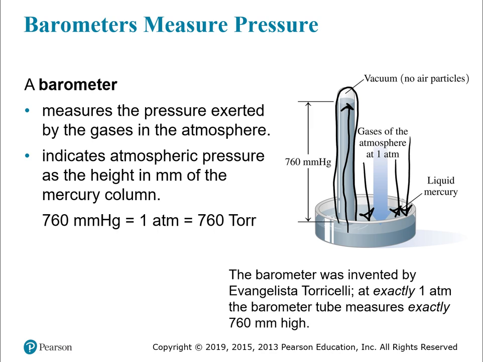When the atmospheric pressure is one atmosphere, the level of mercury is 760 millimeters. So that's where the millimeters of mercury comes from. It's literally, you can take a ruler or something and measure how many millimeters of mercury there are. So 760 millimeters of mercury is the same as one atmosphere, which is the same as 760 torr.